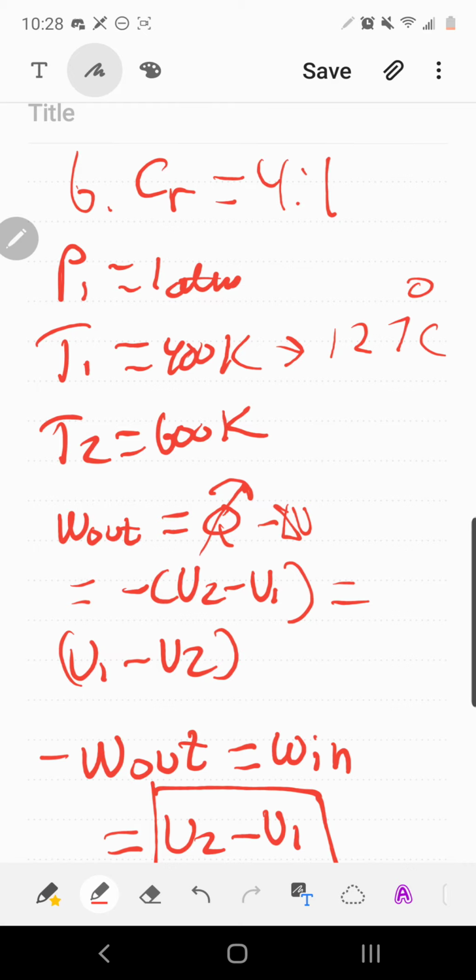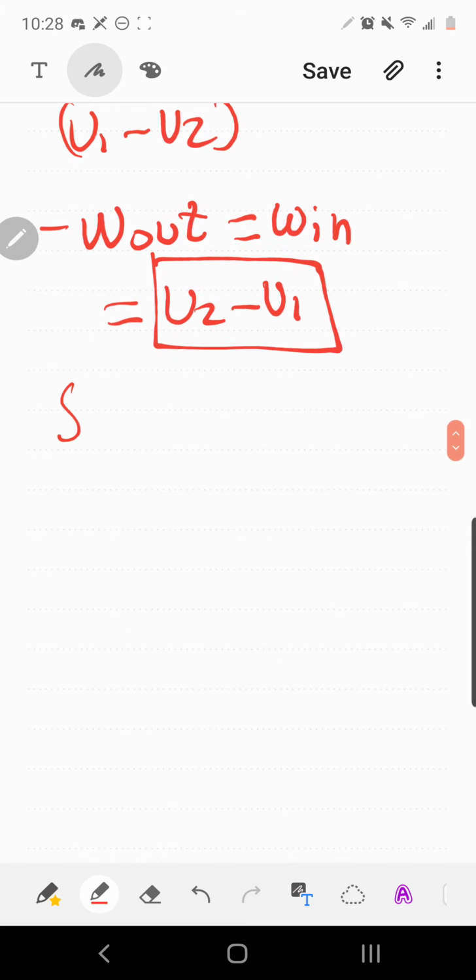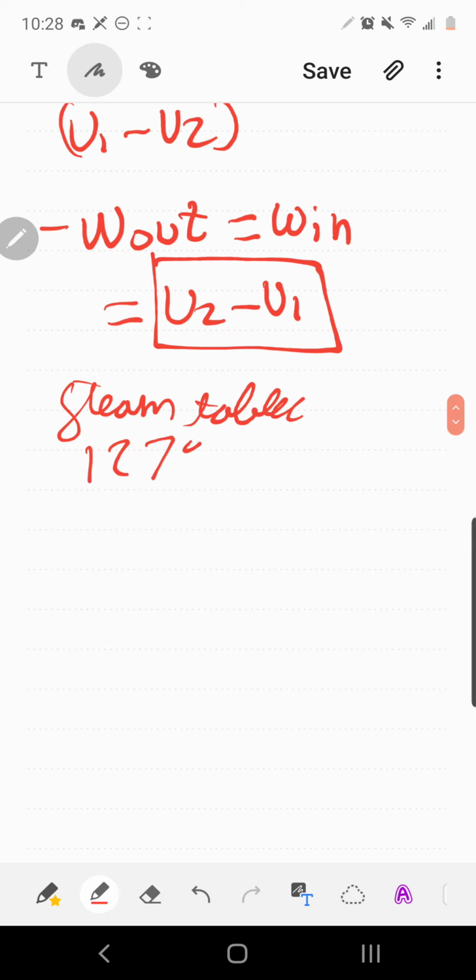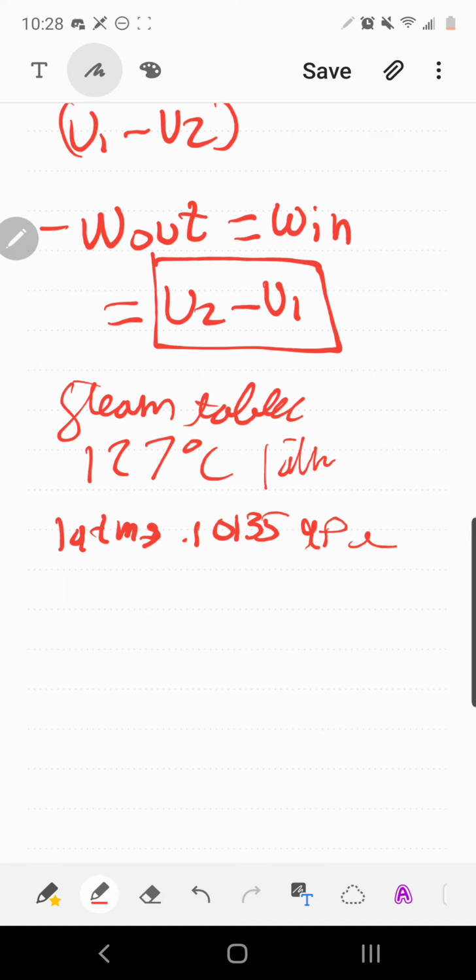Now we have to look at our steam tables for 127 degrees C at 1 atm. We've got to find out our position. Where are we? If you want to take a look at them, you may. 1 atm is 0.10135 MPa.